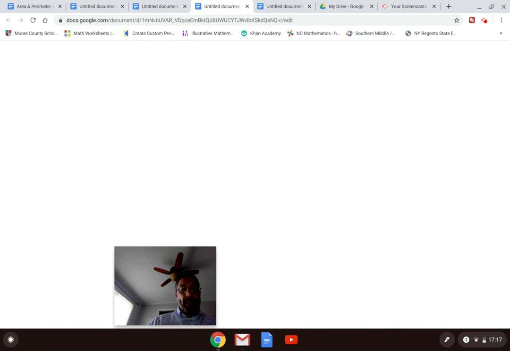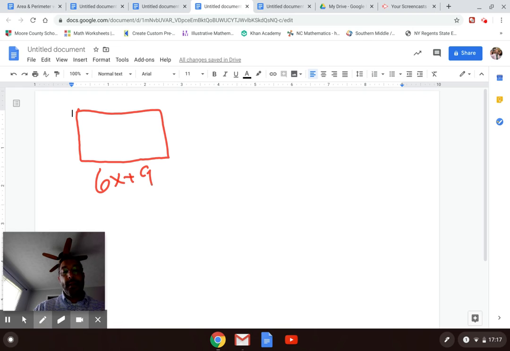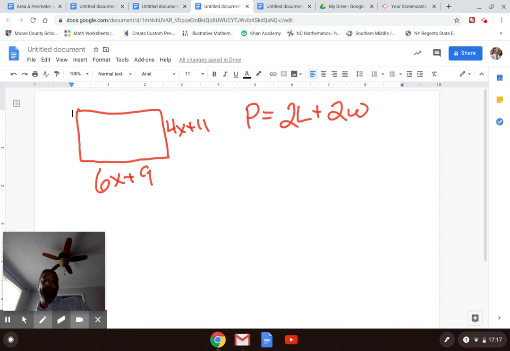Now, let's go back to the rectangle that we had. And this time I'm going to look for the perimeter. So I had this side, which was 6x plus 9, and this side, which was 4x minus 11. So my perimeter is going to equal 2 times the length plus 2 times the width. So my length is going to be 6x plus 9.